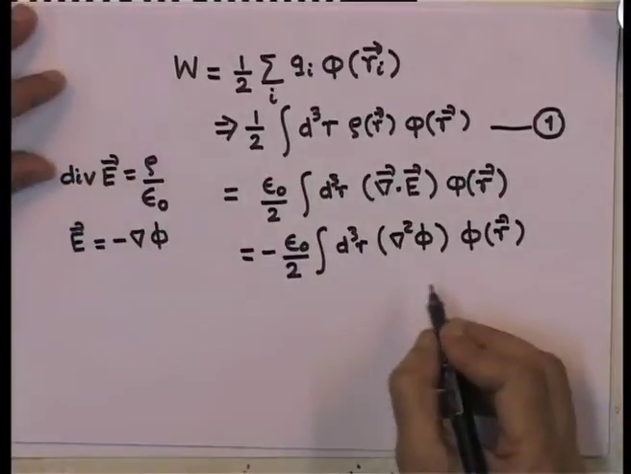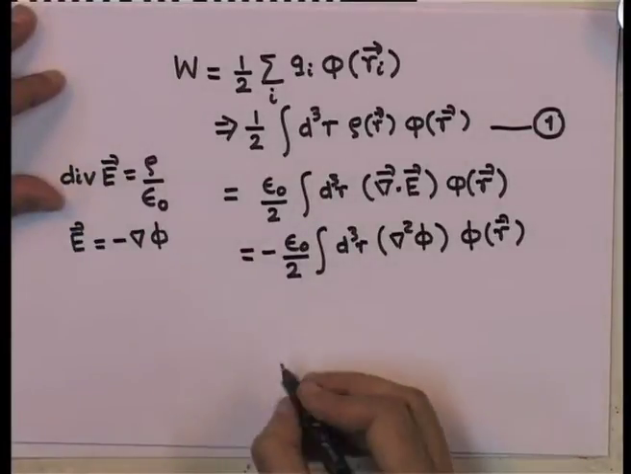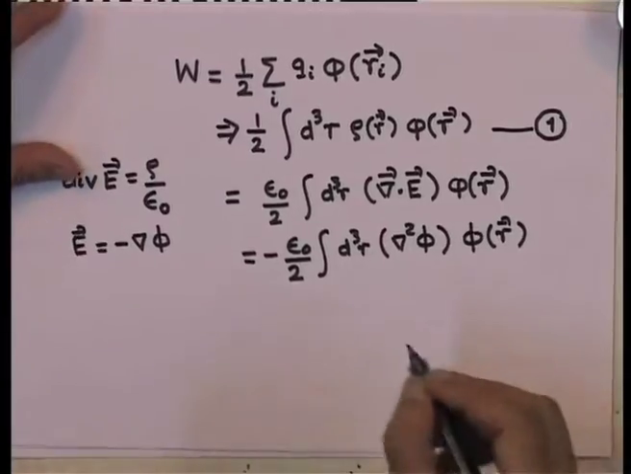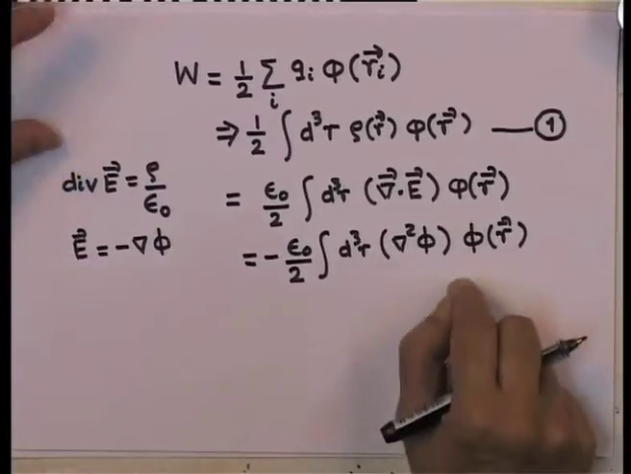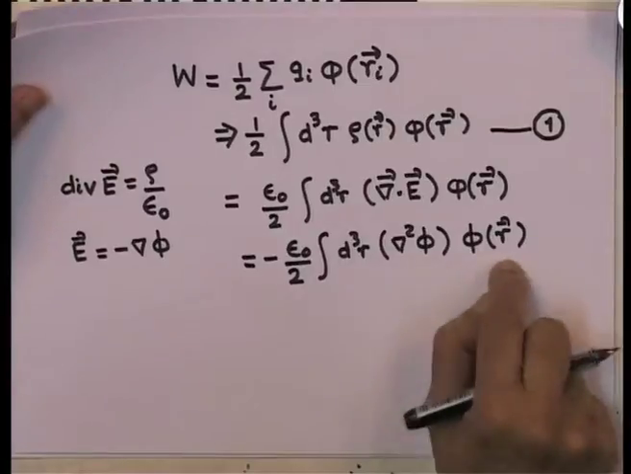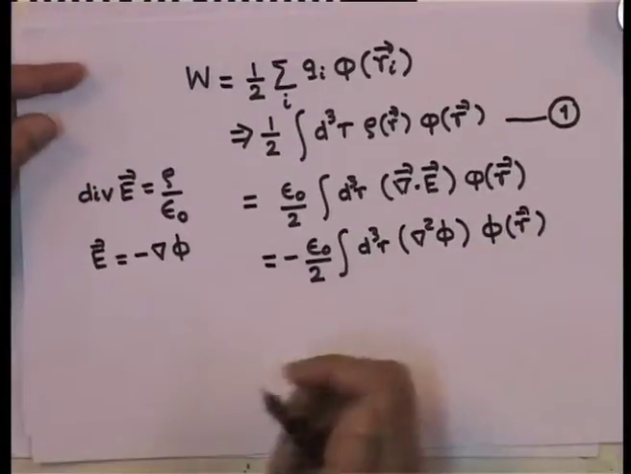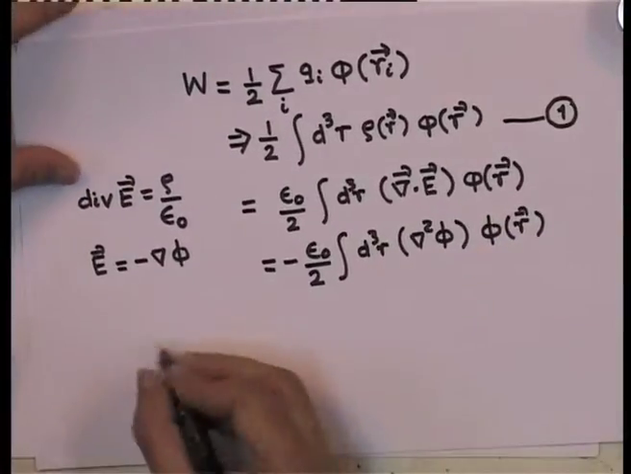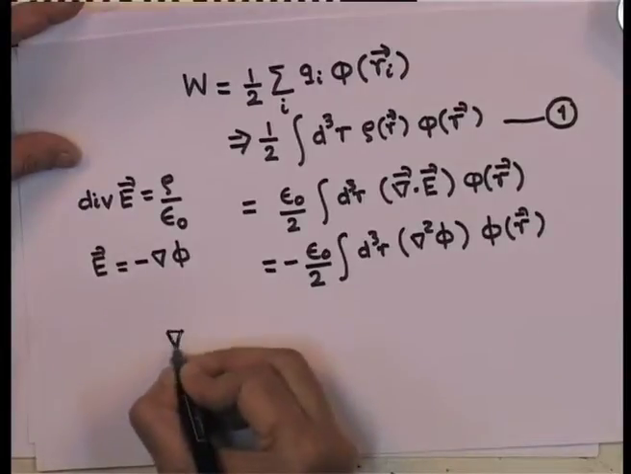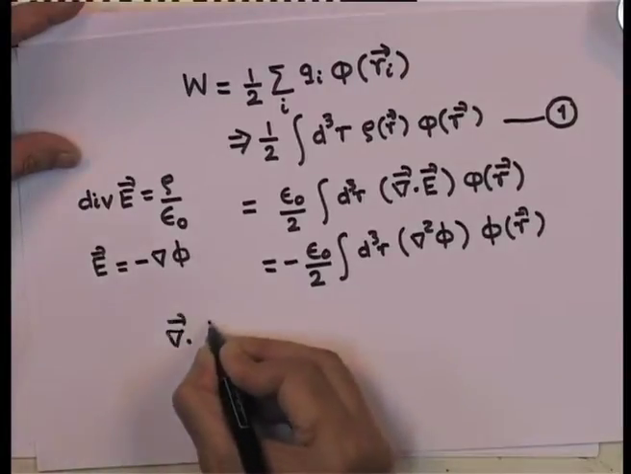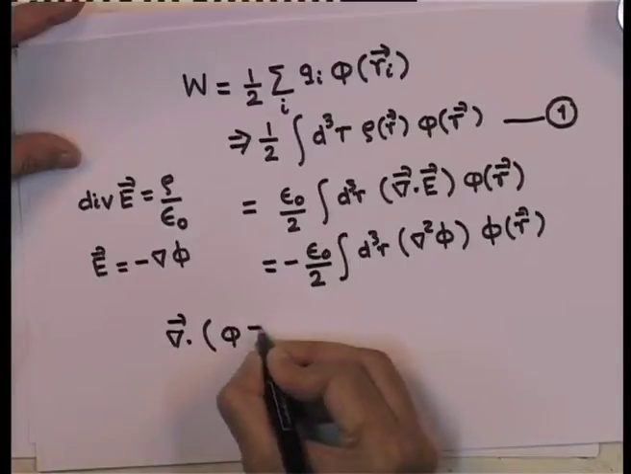Now, I do a little bit of arithmetic with this, and what I will do is this, that I will look at this expression and notice the following, that del dot of phi times del phi.